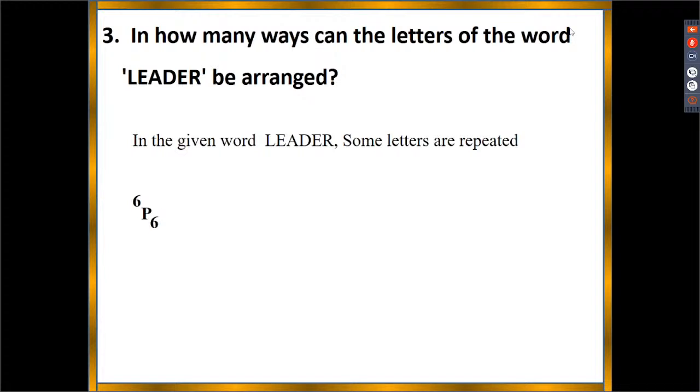6P6 is the answer. But whenever letters are repeated, we have to take the number of times repeated as a factorial. E is repeated 2 times now, so you have to take 2 factorial. So 6 factorial by 2 factorial, which is 720 by 2, is nothing but 360, the correct answer.